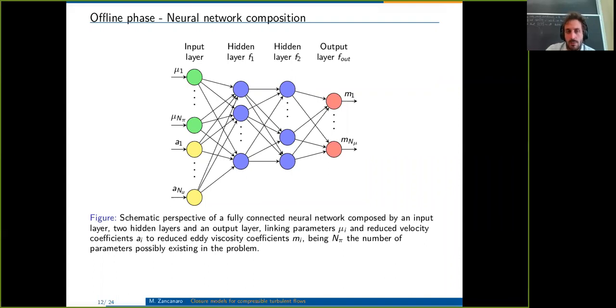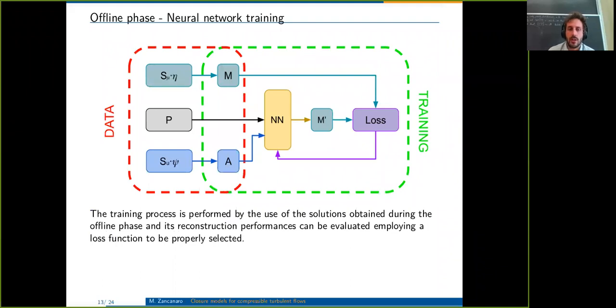So you have, of course, to train somehow that network, and so how do we do that? Basically, you first of all have to obtain the snapshot sets, S_mu for the eddy viscosity and S_U for velocity. Then you can apply a POD to both those sets so that you obtain the basis functions, so eta and xi. Then you have to project all those snapshots over your basis functions so that you end up with their coefficients, m for the eddy viscosity and a for the velocity.